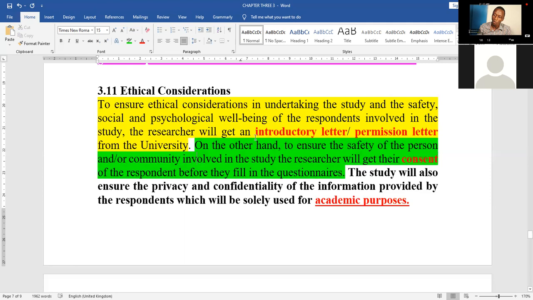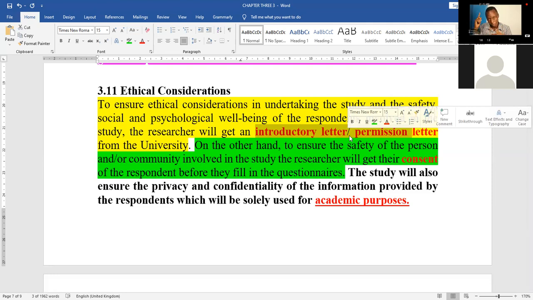So you've gotten the introductory letter from the university, then you go to the field. After going to the field, you give this letter to the management, the manager, the bosses of the company where you're doing research. If you're doing research from Hass Petroleum, maybe Gaba Road, go to that petrol station in Gaba Road and look for the management, the managers. Show them the letter, then they will give you permission to do research from that petrol station.